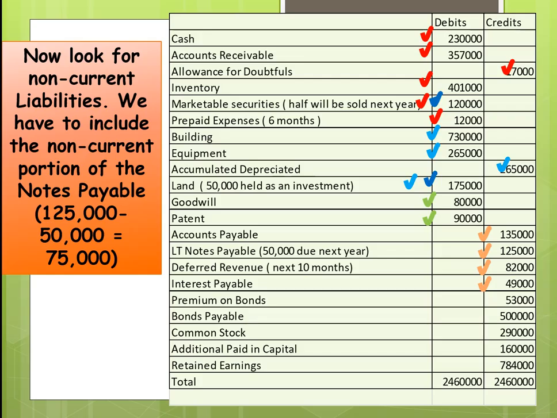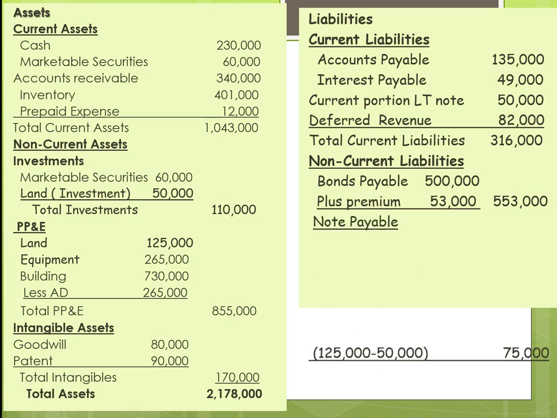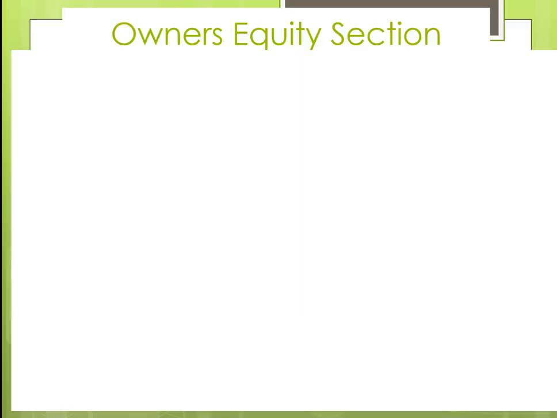Now we can do our non-current liabilities. What we want to remember is we've got $75,000 left on that long-term notes payable. We have the premium on bonds, which has to follow the bonds payable. And now we have what we need to do the long-term or non-current section. So we list bonds payable plus the premium and the notes payable portion that's not current. And now we have our total liabilities.